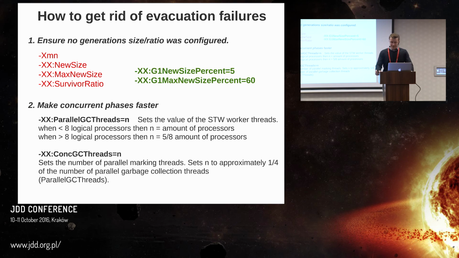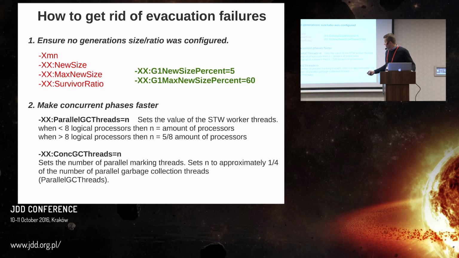And they had a scenario at LinkedIn where they wanted to go below. They wanted to achieve 100 milliseconds. And it was not possible because of this. The young generation was actually too big to fit into 100 milliseconds. When they lowered it to 2%, the young generation was small enough so the collector could actually fit into 100 milliseconds.